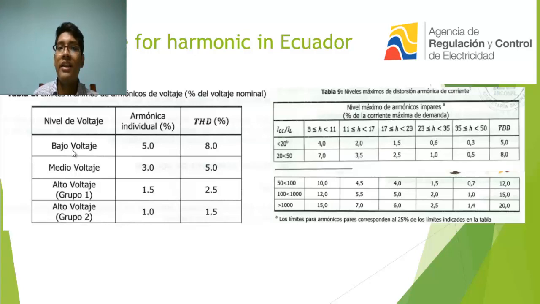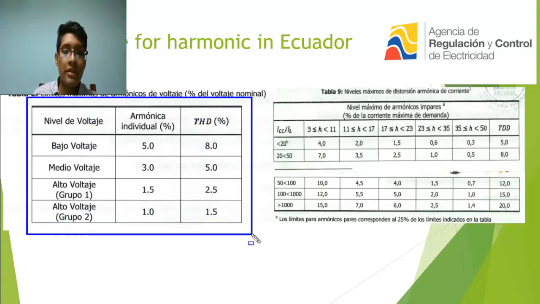Normative for harmonics in Ecuador. ARCONEL is the Electricity Regulation and Control Agency in Ecuador, whose regulation determines the individual harmonic distortion and the distortion of the total demand.